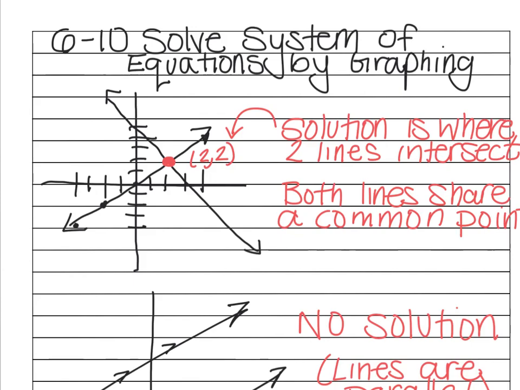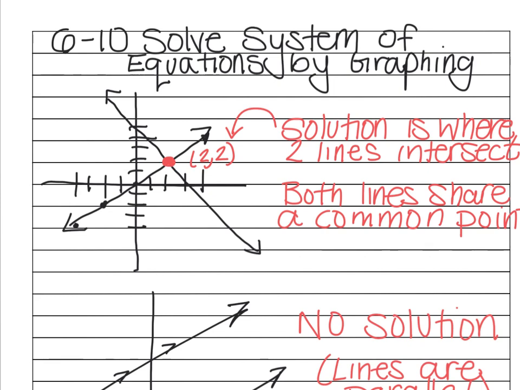Today we're doing 6.10, solve a system of equations by graphing. What does it mean to solve a system? Well, first of all, a system is a set of two lines. So you would have two different equations, either y equals mx plus b or in standard form. So two lines. And to solve the system, you have to know where they intersect.